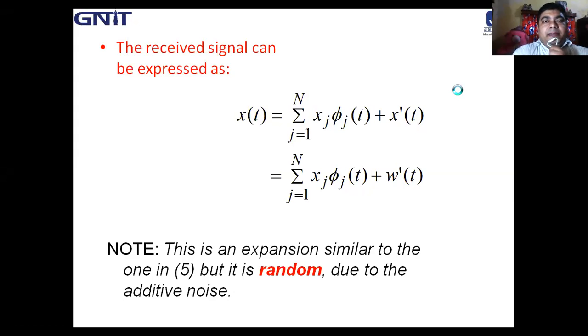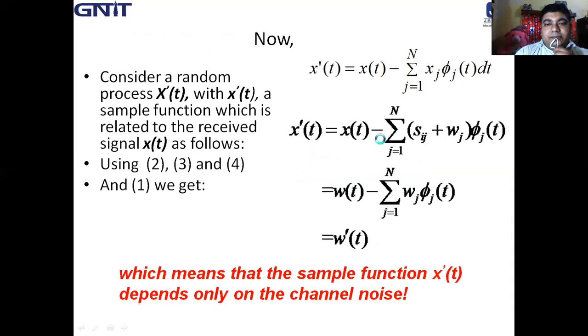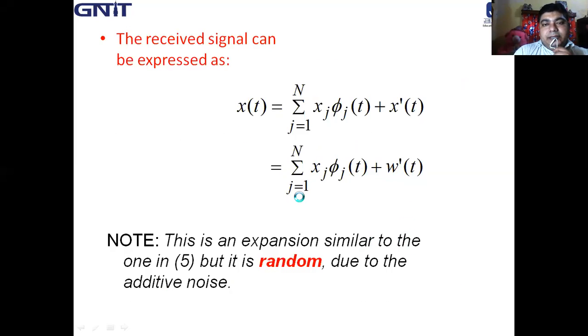We may thus express the received signal as x(t) equal to the sum of j equal to 1 to N of xj phi j(t) plus x dash t. Basically, x dash t comes from this equation, where x dash t equals w dash t. So x(t) is equal to the sum of j equal to 1 to N of xj phi j(t) plus w dash t.